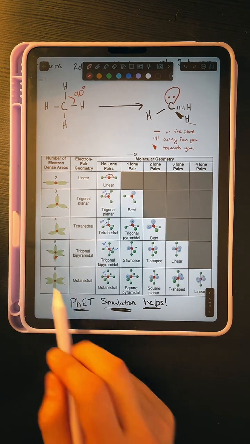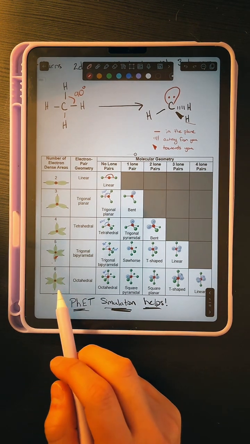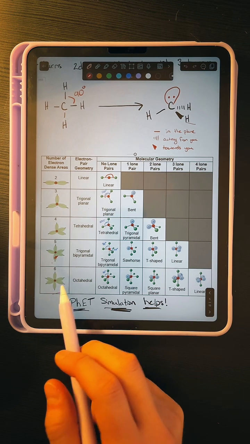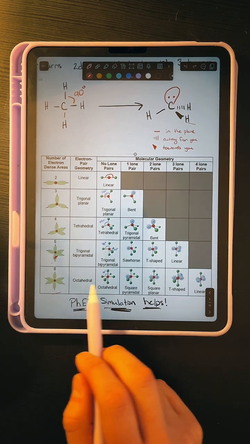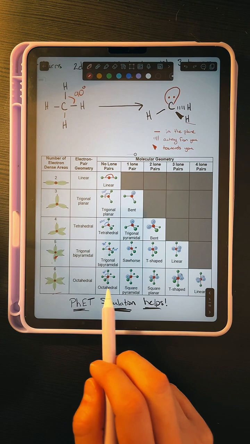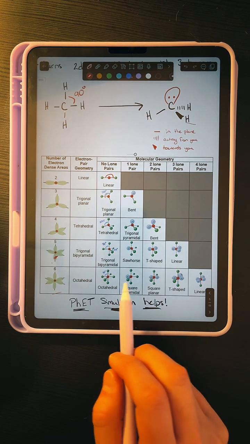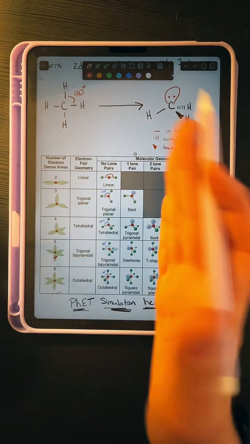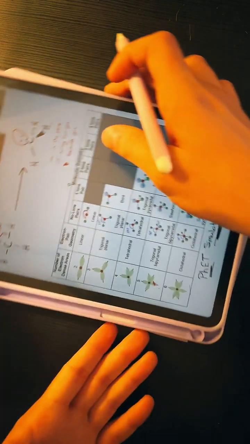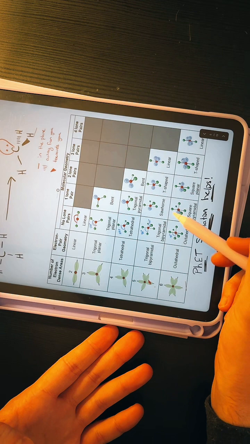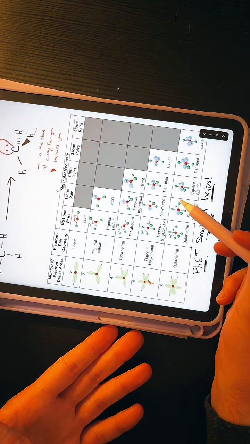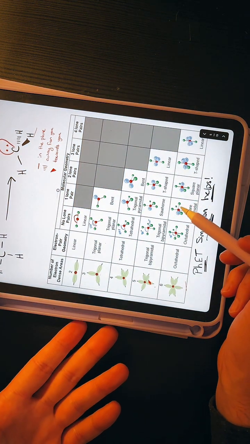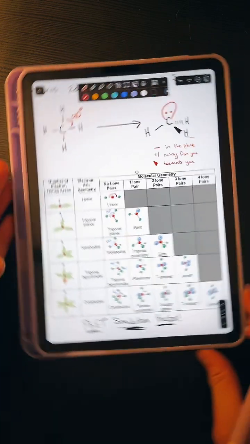And then the last is octahedral. It has 6 things around it. You might think it has 8, but it actually has 6 things around it. No lone pairs will be octahedral. If you put one lone pair on, then you flip it down. Now it becomes a square. It has a square base and a point on top, so it becomes a square pyramid, or square pyramidal.